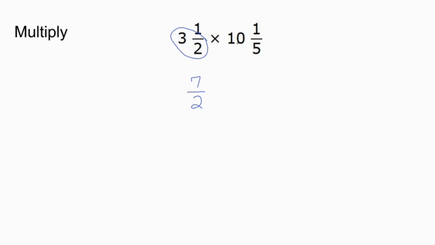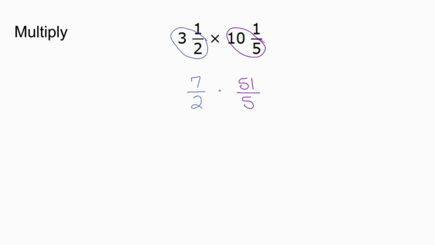Same thing over here. Multiply that whole number that lives out in front, 10, to the denominator of 5. 10 times 5 is 50. 50 plus the numerator of 1 becomes 51. So 51 is your new numerator, and your denominator remains 5.